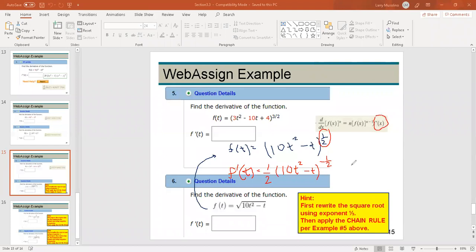Now I have to take the derivative of what's inside. The derivative of what's inside the parenthesis, 10t squared, becomes 20t. And then the derivative of that t is just 1. So 20t subtract 1. Okay, let's do one more example on the next slide.